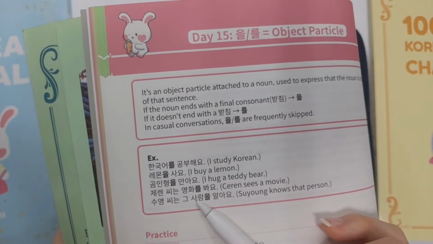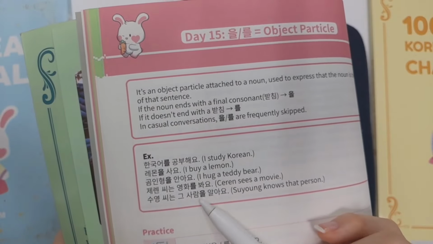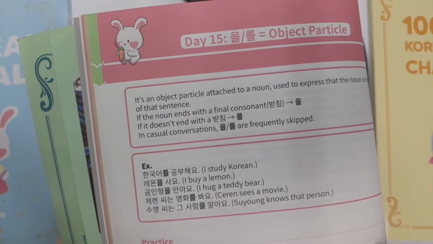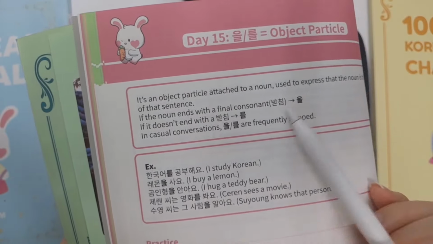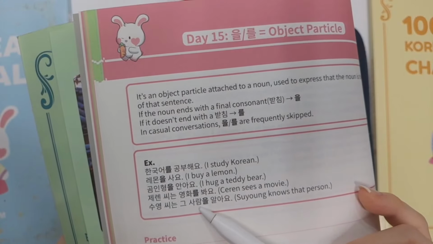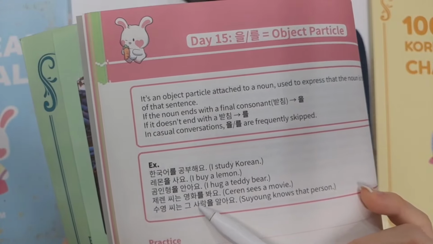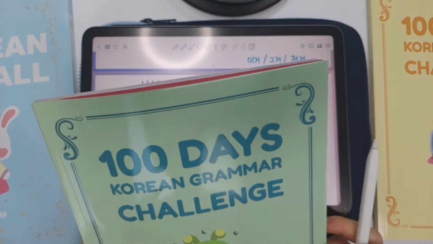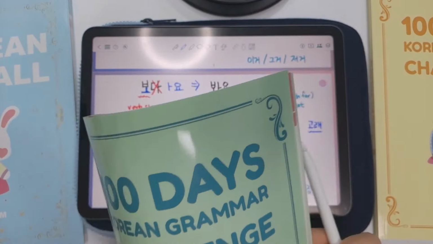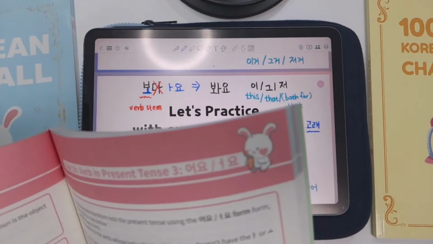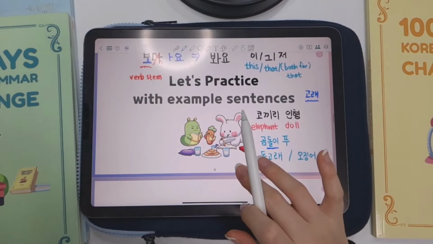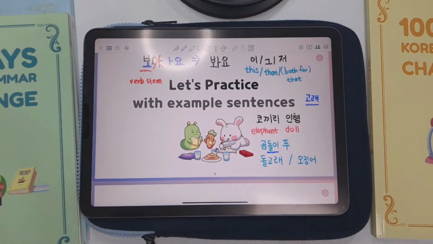Okay. So 그 사람. So this syllable has 받침이 있어요. 그래서 을 썼어요. 받침이 있어요. Right? This syllable has 받침 미음. Okay, so we just took a look at some example sentences in our textbook, 100 Days Korean Grammar Challenge. Alright, and we learned about some object particles, and let's practice with more example sentences.